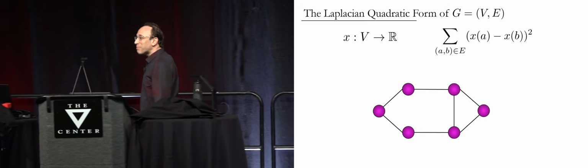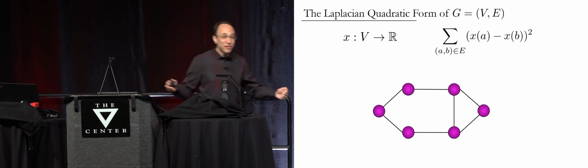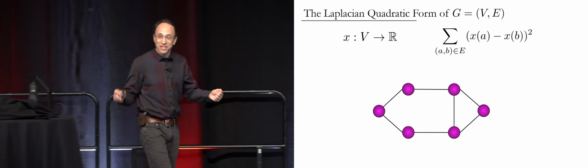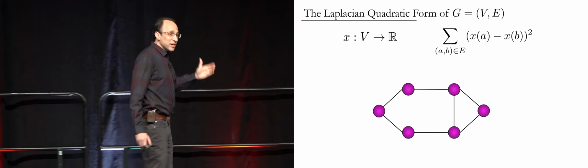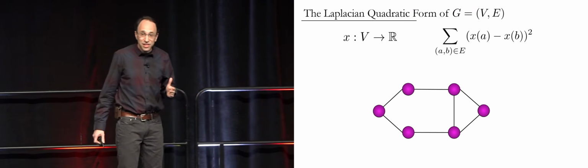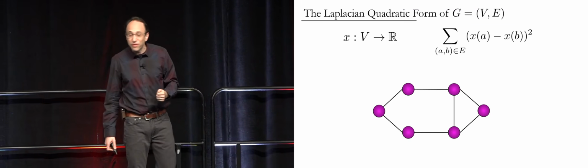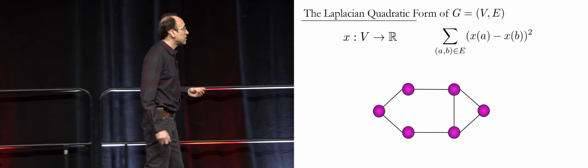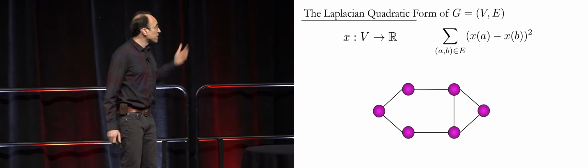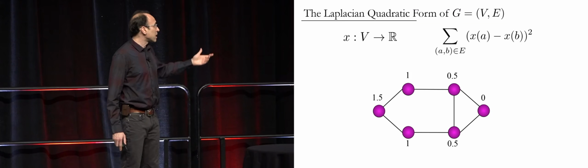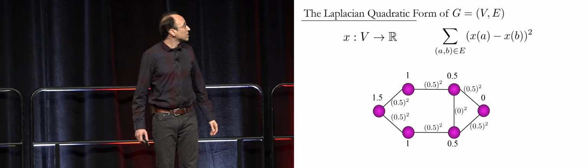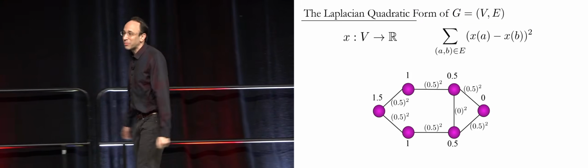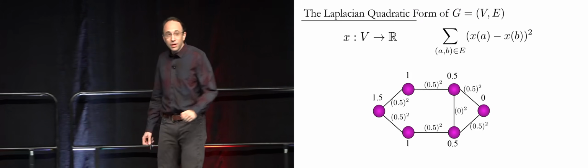Okay, so now let me remind you of the Laplacian quadratic form, because that is the fundamental object for the rest of this talk. It takes as input a vector that assigns a real number to every vertex, and returns the sum of the squares of the differences of that vector across the vertices. So for example, here's a graph. I could assign a real number to every vertex. We can then look at the sum of the squares of the differences across the edges. That's what the Laplacian quadratic form gives you.